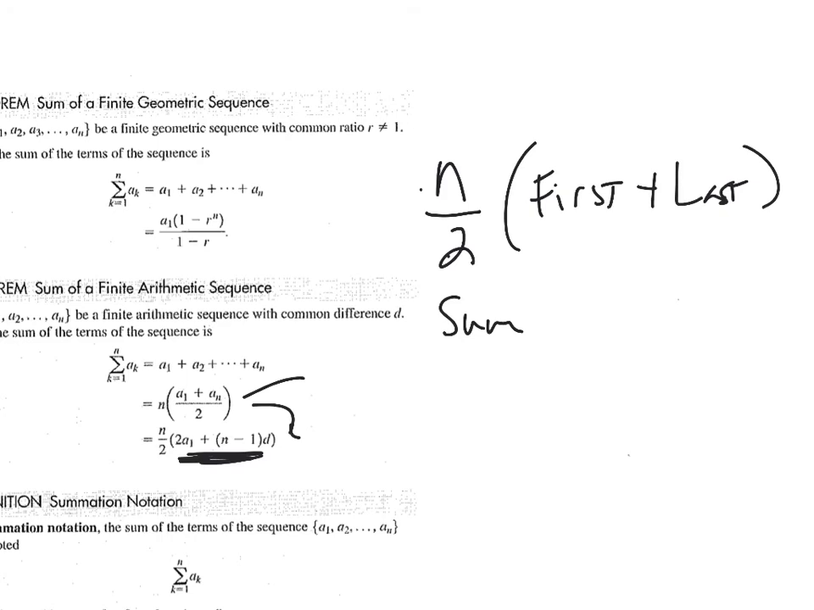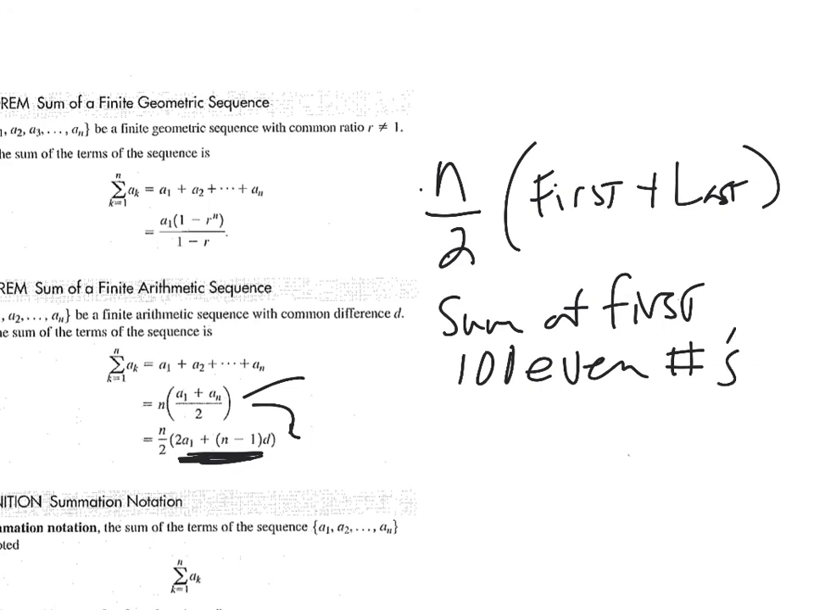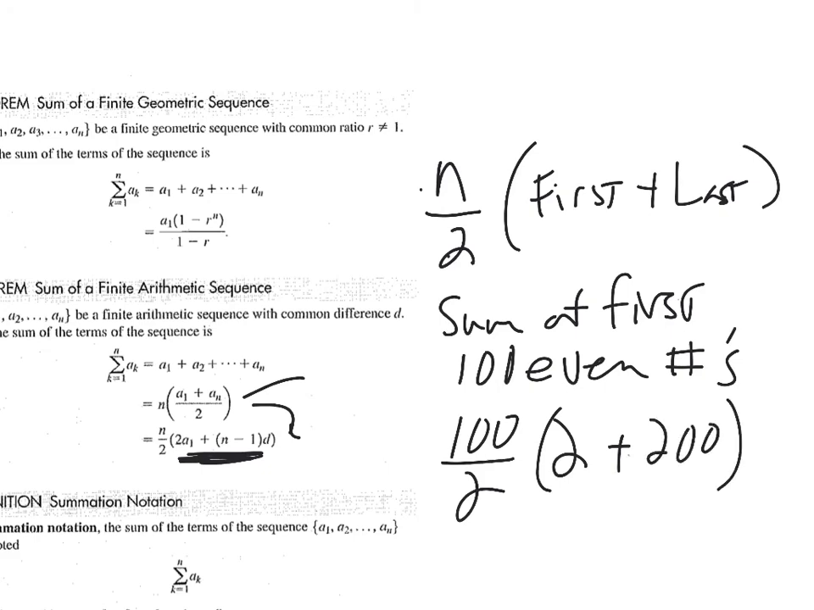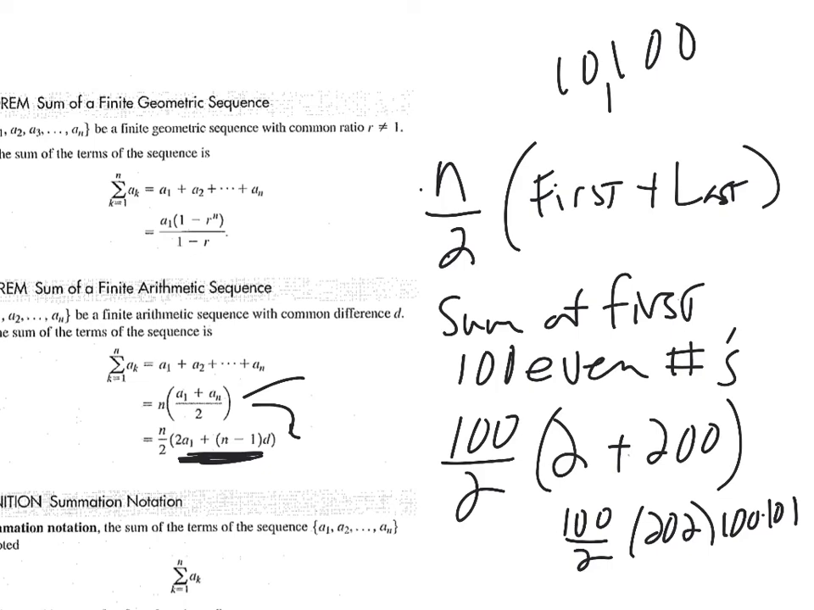What if I want to find the sum of the first 100 even numbers? Well, there's 100 of them, and the first even number is 2. What's the last even number? Isn't that 200? So it's going to be 100 over 2 times 202. Isn't that 100 times 101? So that's 10100. That's what the sum of the first 100 even numbers adds up to.